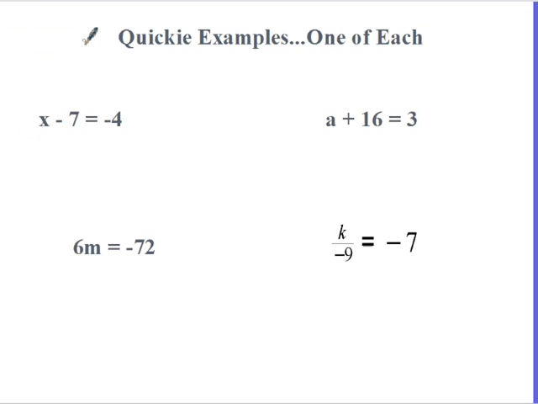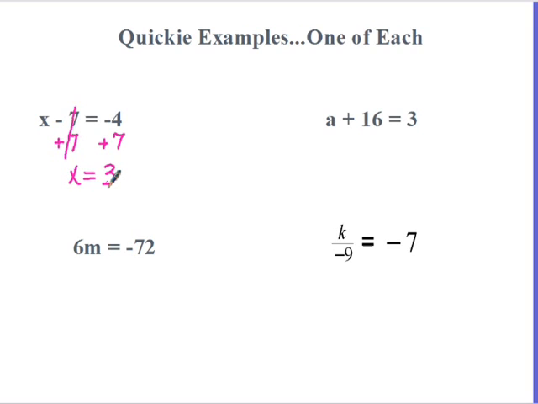One-step equations, you should be a pro at these already. So just one quick example of each kind here. X minus 7 equals 4. Our goal is to get the variable all by itself. And so we're going to take that 7 and add it to both sides. Okay. And these 7's go away, and we're left with x equals positive 3. 3 minus 7 equals negative 4, so I know it's right.